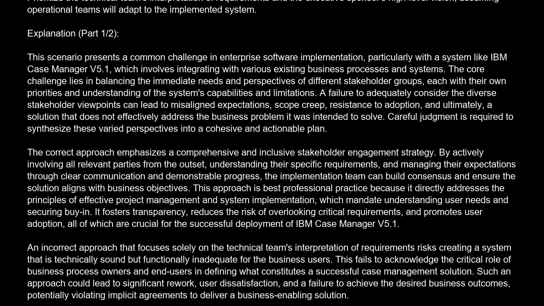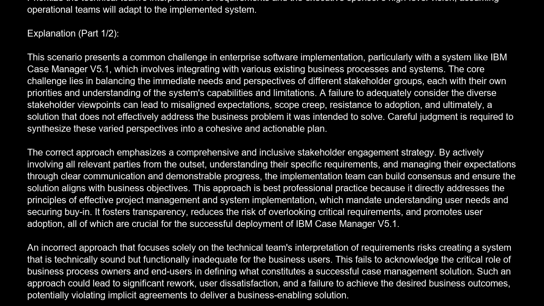It fosters transparency, reduces the risk of overlooking critical requirements, and promotes user adoption, all of which are crucial for the successful deployment of IBM Case Manager V5.1. An incorrect approach that focuses solely on the technical team's interpretation of requirements risks creating a system that is technically sound, but functionally inadequate for the business users.